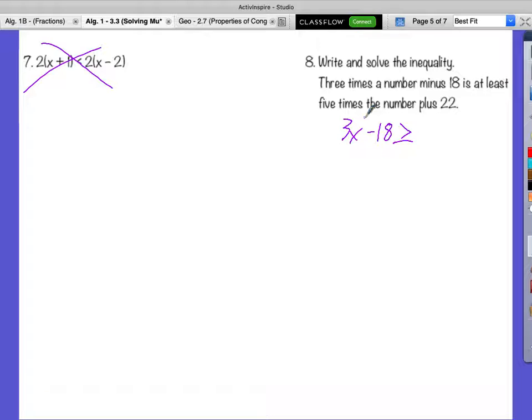And then what am I going to put on the right side? 5 times the number plus 22. What's that going to look like? 5 times x plus 22. And we have to use the same number because it says the number, meaning it's the same number as before. So questions on our setup here. We have 3x minus 18 is greater than or equal to 5x plus 22. Any questions on the setup? Okay, I want you guys to solve this one. You do not have to graph or put it in set notation. I just want you to solve this one. Once you have it or have questions, raise your hand.